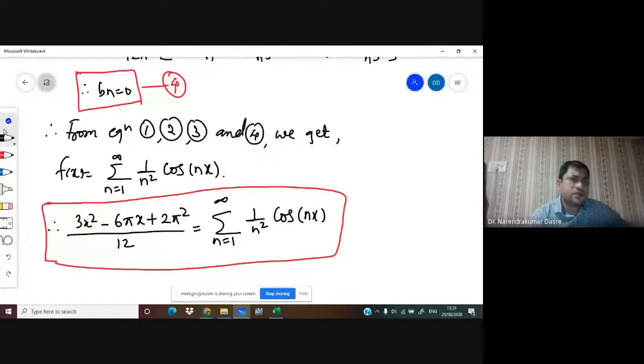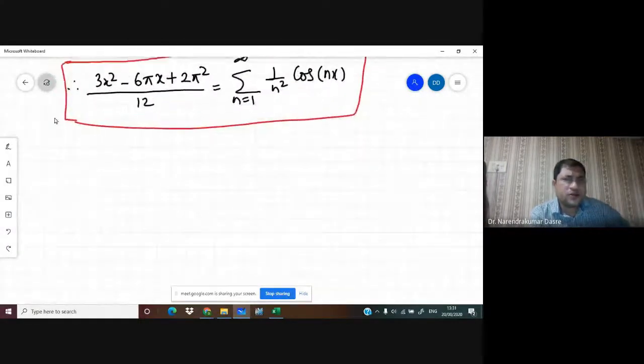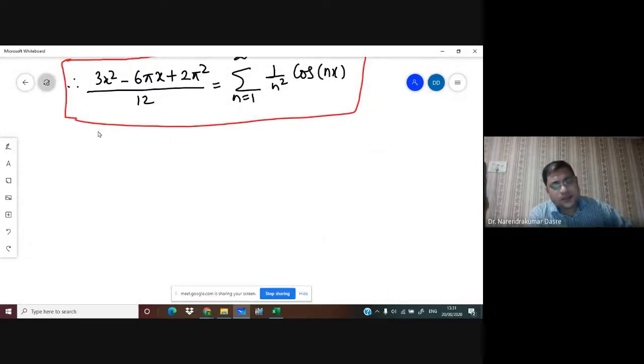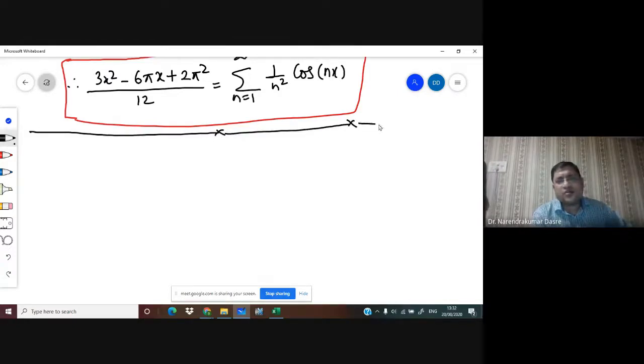So we have seen how we are able to find the Fourier series in the interval 0 to 2 pi. Let us see the Fourier series in the interval minus pi to pi. So we go with the example.